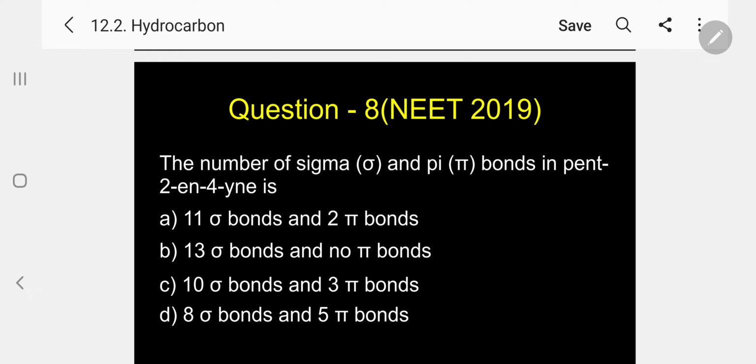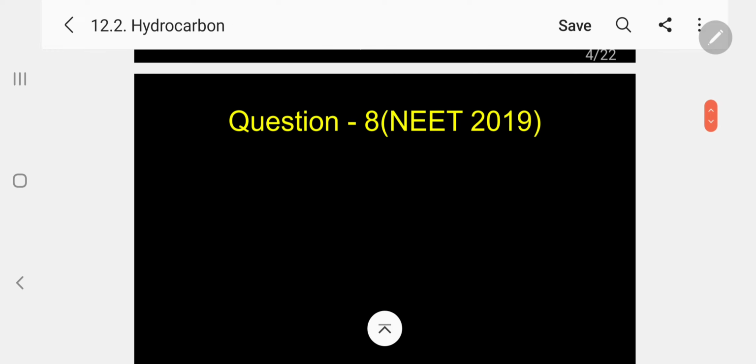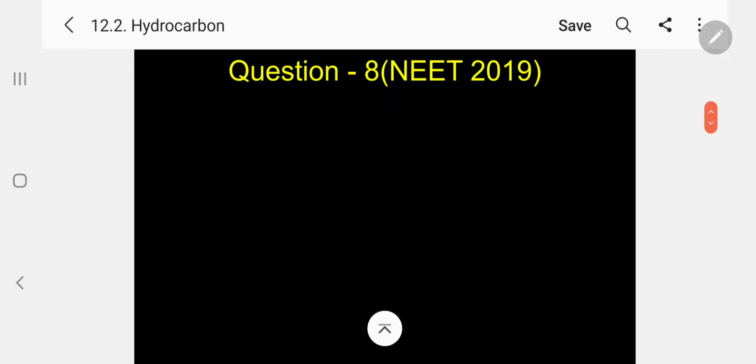It is given very clearly pent-2-ene-4-yne. So what is the trick here? You first have to write the structure of the compound. Then only can you identify sigma and pi. You know already all organic compounds are made up of covalent bonds. There are 2 types of covalent bonds, sigma and pi, that we have already discussed under the chemical bonding.